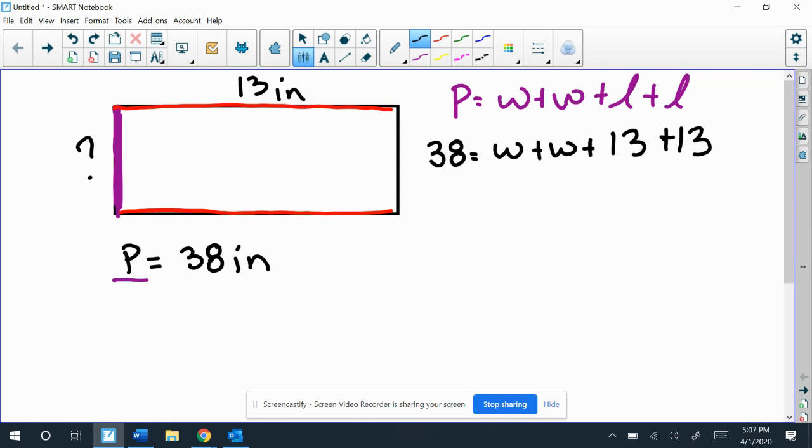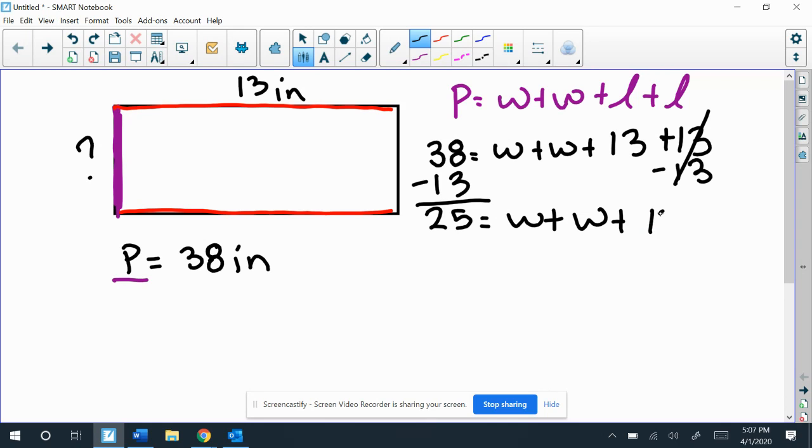Now that I have my formula, I'm just going to work my way backwards until I can find that missing number. First thing I'm going to do, working backwards, is subtract 13. So 38 subtract 13, I get 25. Now I'm going to rewrite what I still have. I still have width plus 13. Well, now I just have one more 13, so I'm going to subtract that as well. 25 subtract 13, that gives me 12.